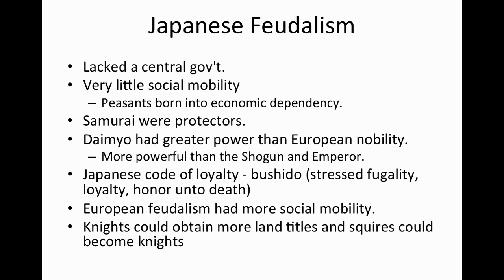Like European feudalism, there was a code. The knight code might have been the code of chivalry. In Japan, it was a code of loyalty, or bushido, that stressed frugalness, loyalty, or honor until death. I don't think that knights in Europe had that same code of loyalty. European feudalism, as I mentioned, had more social mobility, and again, knights could obtain more land titles, and the knight assistants or squires could become knights. So you might want to be able to compare feudalism in Japan with feudalism in Europe.